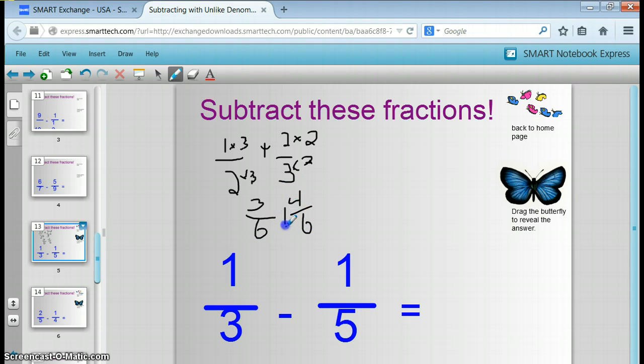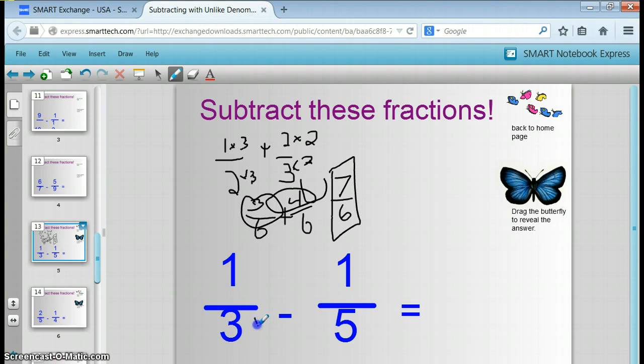And then we're going to add those together. Now that we've got the same denominator, you already know the denominator is going to be 6. And let's take our 3 plus 4 and get 7/6. So that's adding. And now let's use this one here for subtracting.